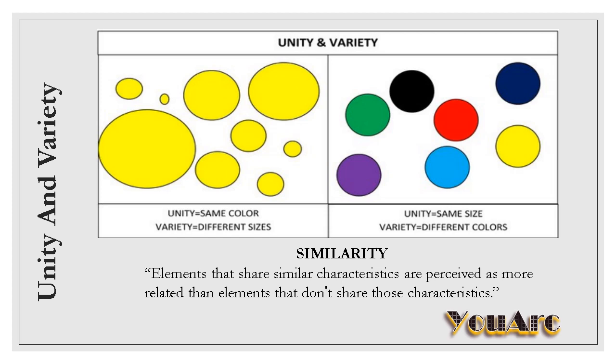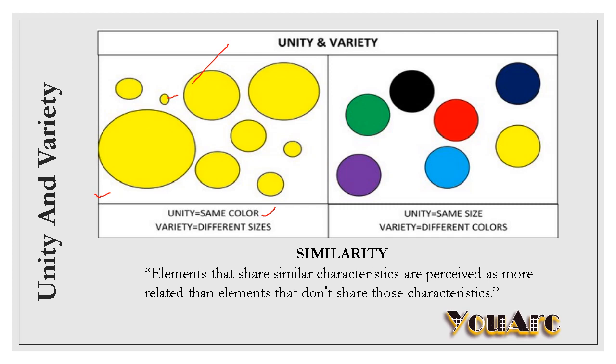So we will understand unity and variety together because it is very easy to grasp the concept when it is together. Okay, let's talk about unity here. In this first figure, we can see all the shapes are circles and the color is yellow. So the unity here is same color and same shape. But what is different here is size. Okay, the different sizes. So that is acting as variety here.